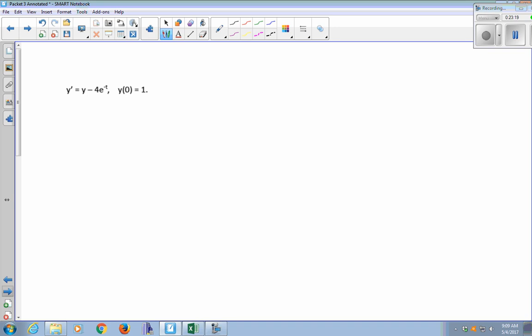So the idea is I have an equation. One of the first things you learn when you're solving any equation is that you can do whatever you want as long as you do the same thing to both sides, right? I'm going to take the Laplace transform of both sides of this equation.